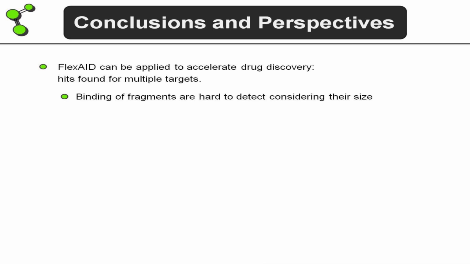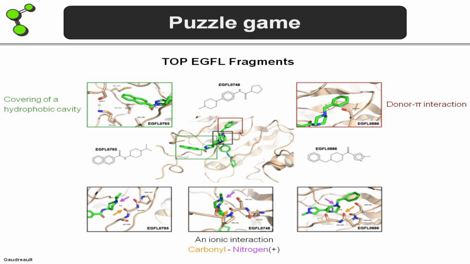In conclusion, we're gathering more and more evidence that FlexAID can really be applied to accelerate drug discovery. We have found hits against multiple targets that we have validated experimentally, despite the fact that the binding of fragments can be quite hard to detect considering their size and the limited number of interactions they can make with the protein. With the results we have so far with the GPR, we've been able to propose a pharmacophore model of binding just by superimposing the top fragments. Here only the top 3 are shown, but a few interactions were conserved among the top fragments, such as a donor-pi or an ionic interaction, and also the covering of a hydrophobic cavity.